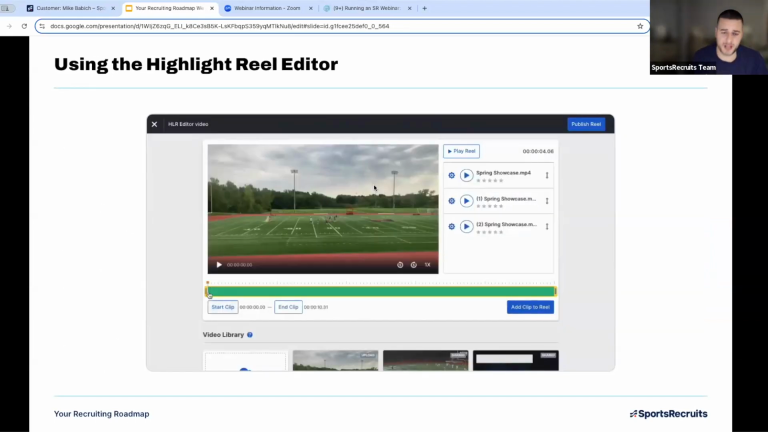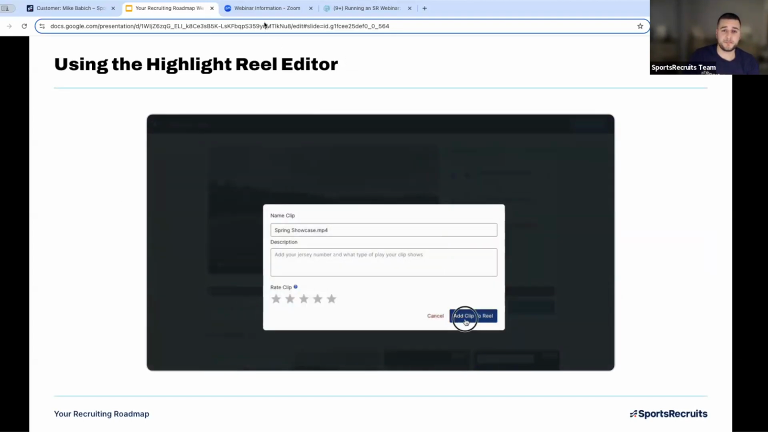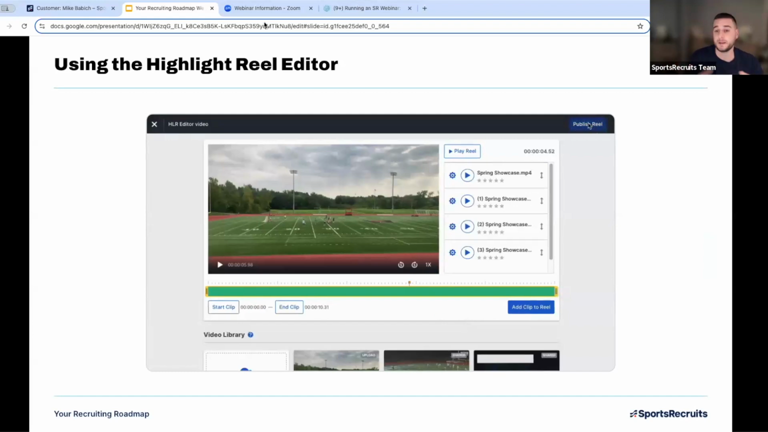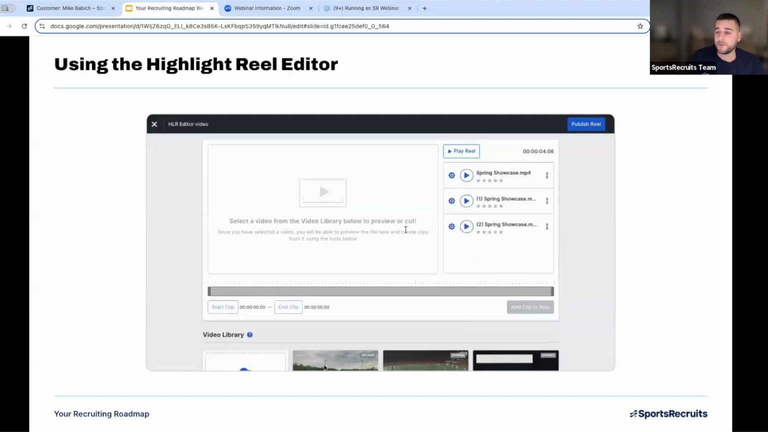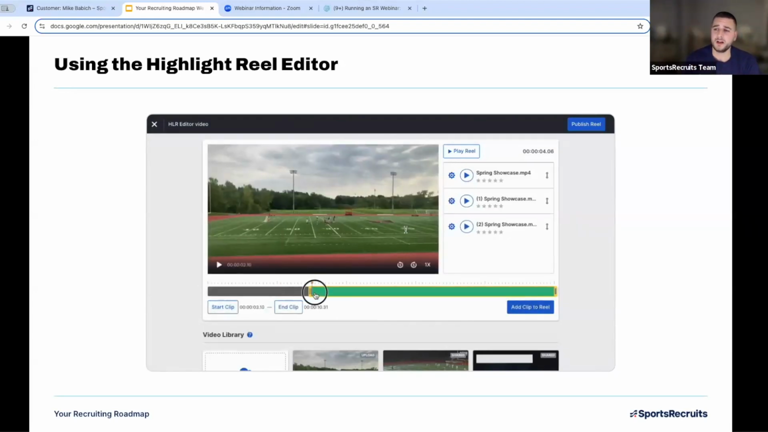One way that you can put together highlight reels using Sports Recruits is the built-in highlight reel editor. This is really beneficial in terms of cutting clips in a way that makes it easier for college coaches to view. Yes, look, raw footage is great, and that is something that some coaches may request at some point down the road, but you want to make their job easier, make it digestible.